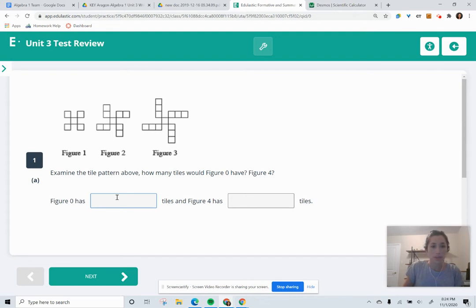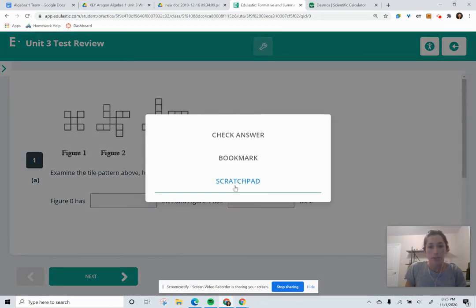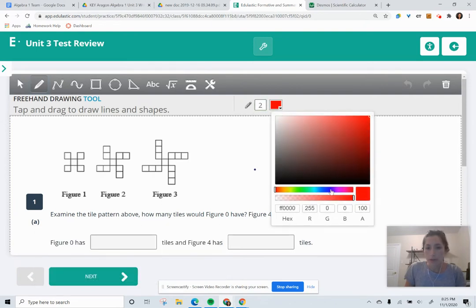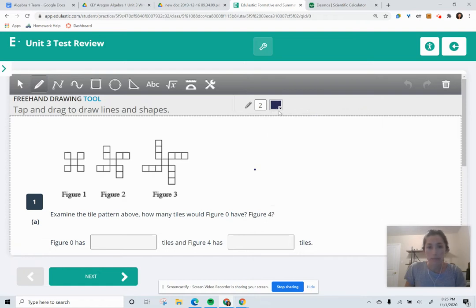So we're starting out here with the tile pattern, and we are trying to determine how many tiles would be in figure 0 and how many would be in figure 4. So the first thing you want to determine is how many tiles are increasing from one figure to the next. I will be using the scratch pad a little bit. You don't need to use the scratch pad. You're welcome to use scratch paper if you want to use that instead.